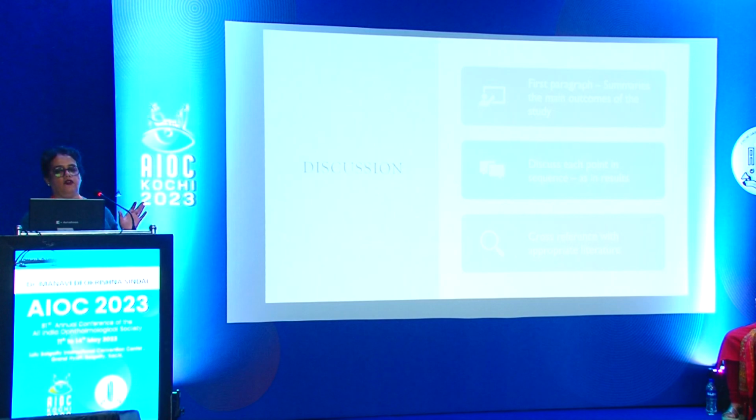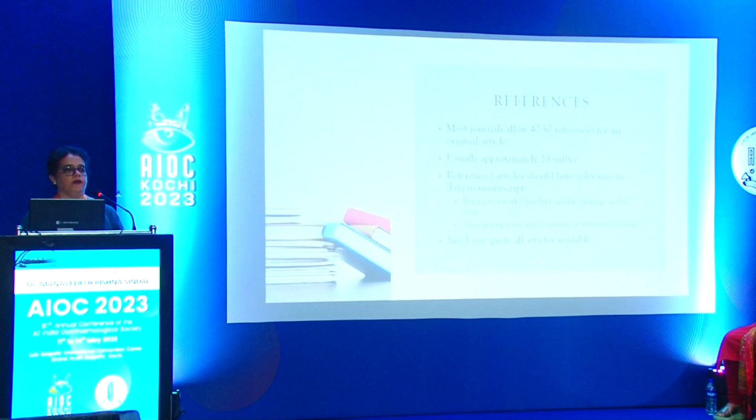Here, the first paragraph summarizes the main outcomes of your study. What are the points in your outcome which you wish to highlight in your manuscript? And then you go on to discuss each point as you had presented them in your results, with each subsequent descriptive paragraph, and cross-reference this with appropriate literature, which we just saw how to search for.